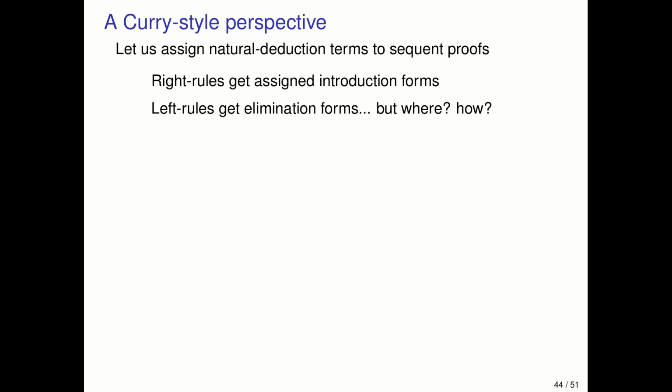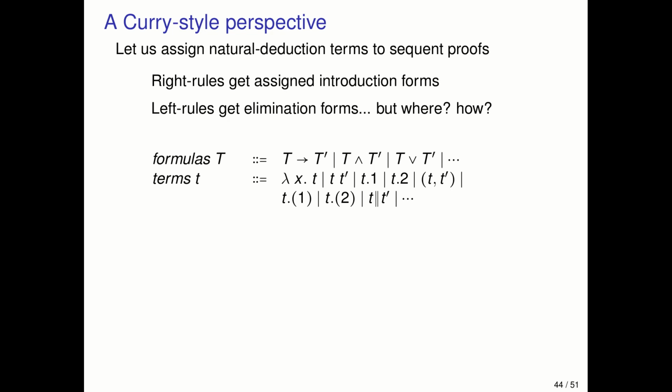Where? How? Okay, here's my proposal. Let's say we have some fragment of intuitionistic propositional logic here, and we have the usual term constructs: lambda abstraction and elimination, arrow introduction and elimination, conjunction introduction and elimination. And now I'm writing these weird guys that are new. And here's the shocking idea. Again, if some of you look at the shocking idea and find it bad, you just tell me.